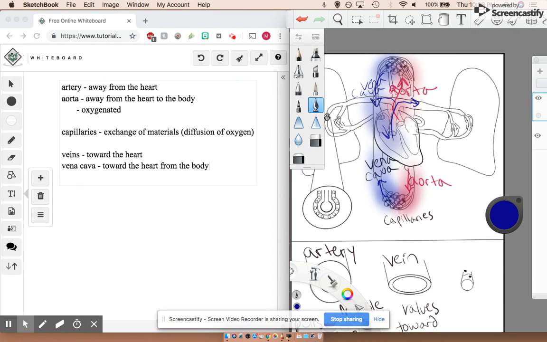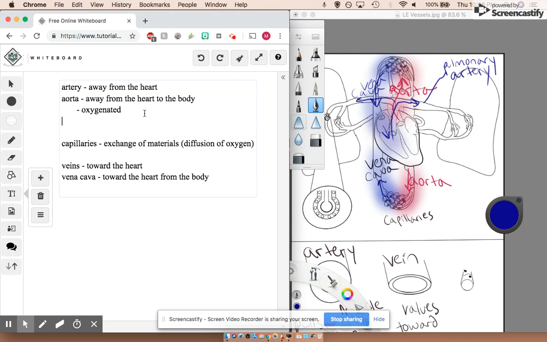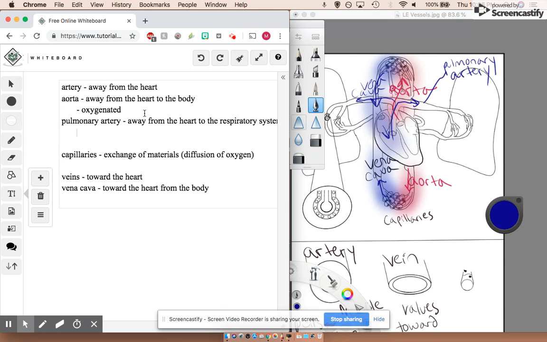Notice that this splits sideways this time. This is going to go to the respiratory system. So this is your pulmonary. It's going away from the heart, so it's an artery, your pulmonary artery. We know the word pulmonary refers to it being related to the respiratory system. So pulmonary artery is bringing blood away from the heart to the respiratory system. It needs to pick up oxygen, that's why it's going there, so it's deoxygenated.